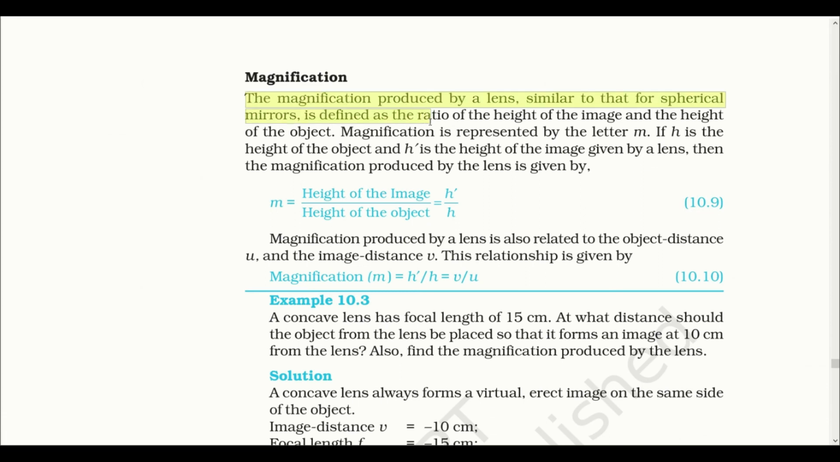Magnification. Magnification produced by the lens, similar to that of the spherical mirror, is defined as the ratio of the height of the image to the height of the object. So here also magnification is equal to the height of the image upon the height of the object. It can also be related to the object distance and the image distance. So v upon u is also the magnification in lenses. You have to note that in mirror it was considered minus v upon u, but in lens it is considered as v upon u only.